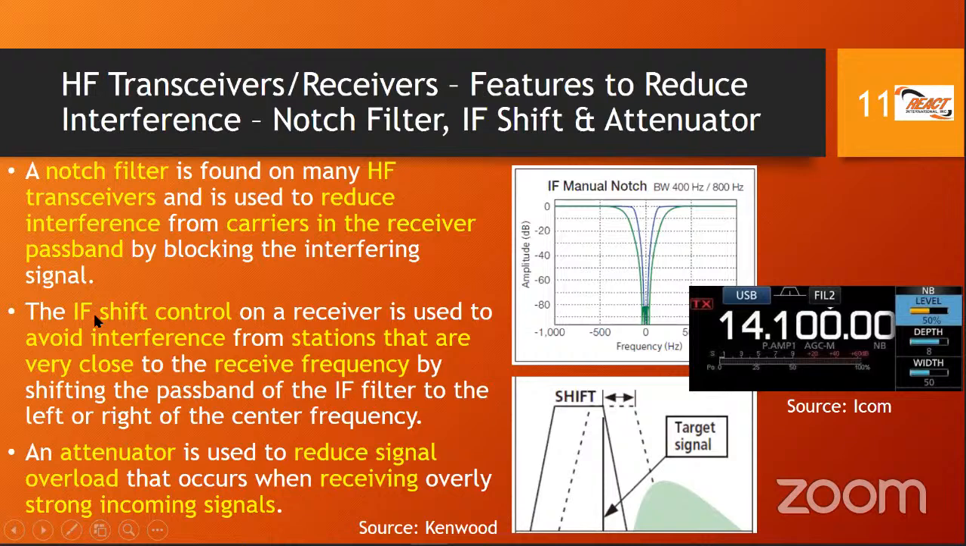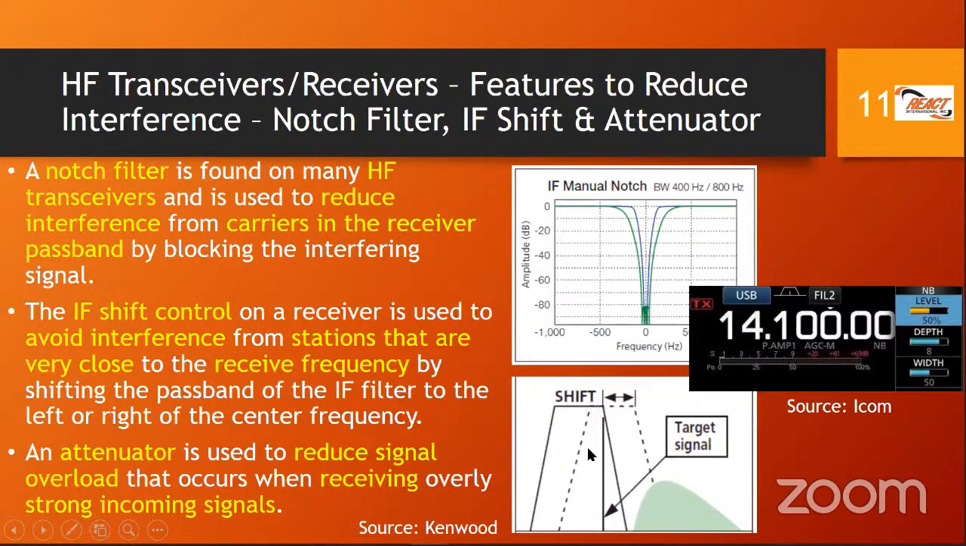And IF there, as we recall from our previous classes, not the word if. It means intermediate frequency. So the IF shift control is another feature that we have. And if we look at the bottom diagram here, we will see that we have a target signal. This is the signal that we're trying to receive. And the dotted line here is where we would normally be receiving. But notice the dotted line here also includes this bit of signal here that we don't want to hear. This is interference, this turquoise looking color, that's interference.